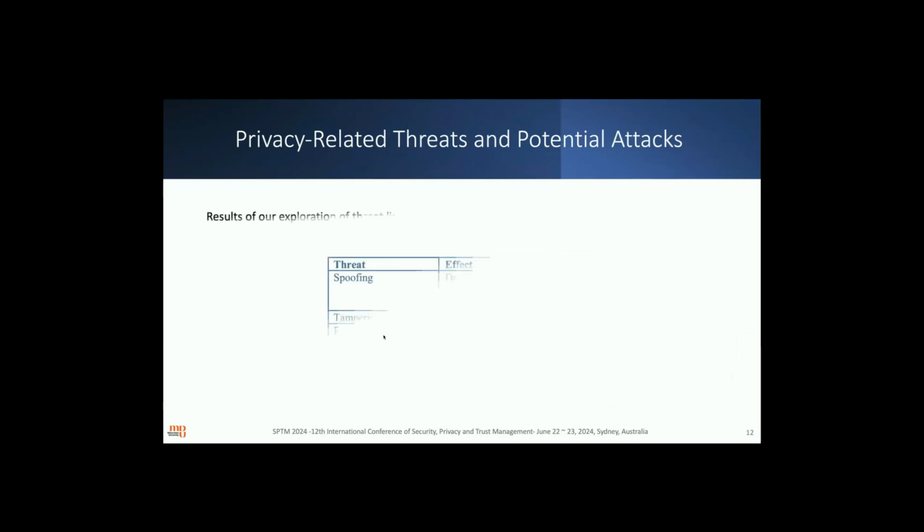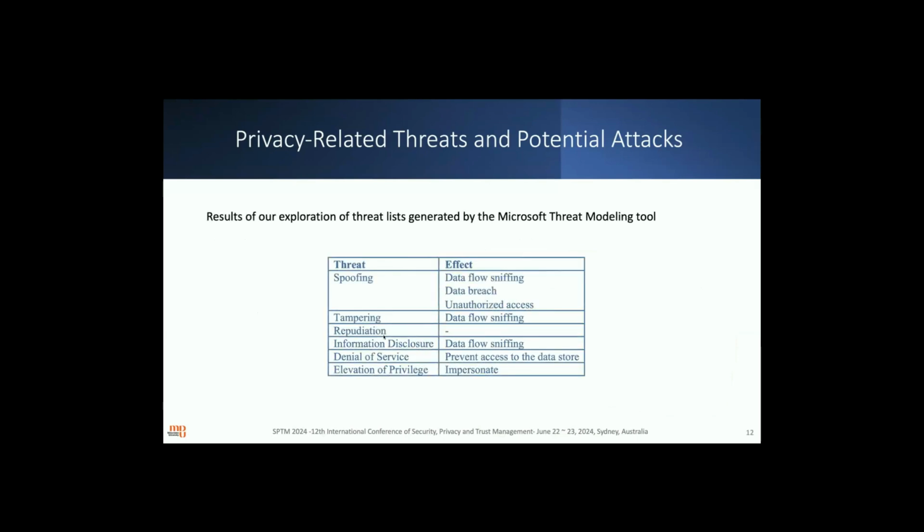This table reveals the findings from our research. We are identifying 5 potential effects, which we call attacks: data flow sniffing, data breach, unauthorized access, prevent access to the data store, and impersonate. Now let's break down each one with a definition and some examples.